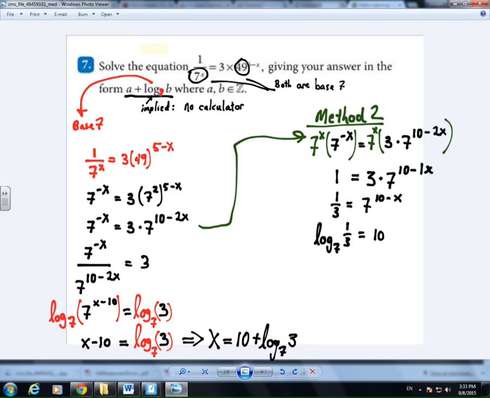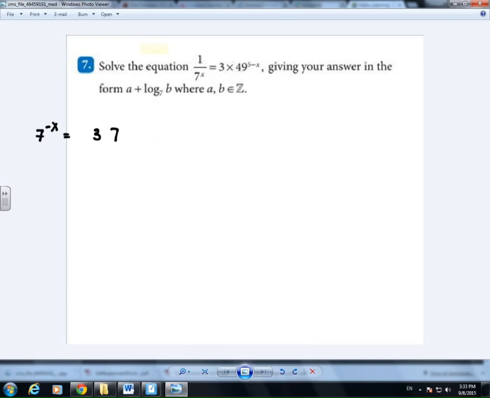And now I'm going to take the log base 7 on both sides. Solving for x, I end up with this result, which is slightly different. A, 1/3 is not an integer, and B, we're adding and not subtracting. So we have to change this, and that's where we learn about this reciprocal relationship in logarithms.